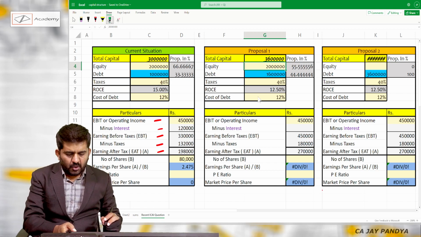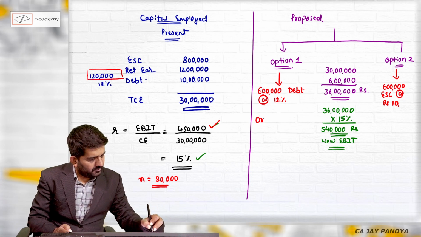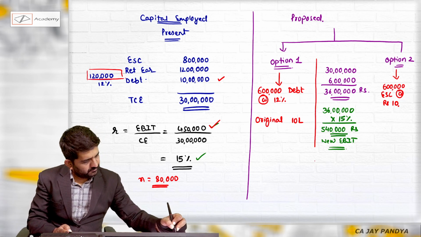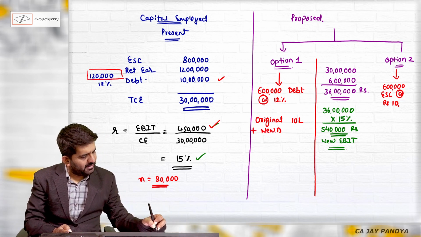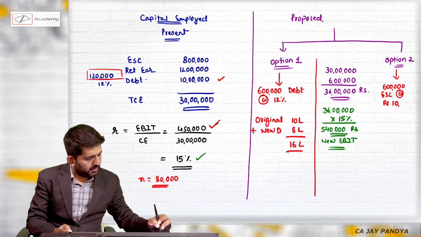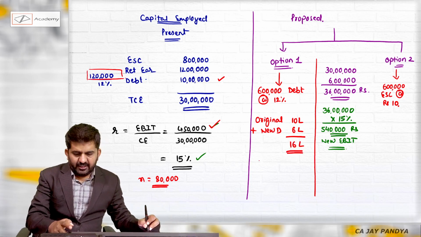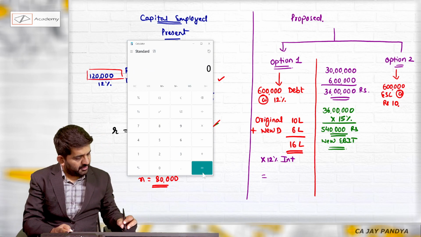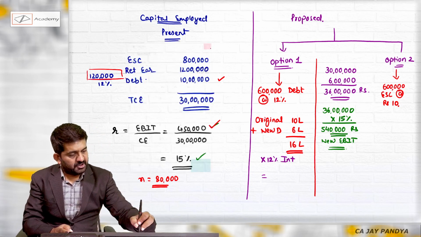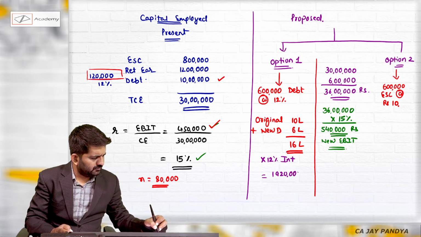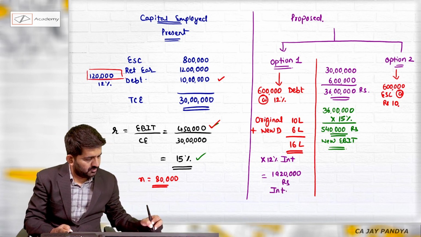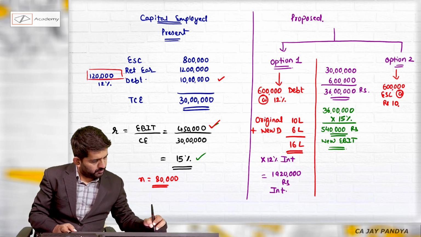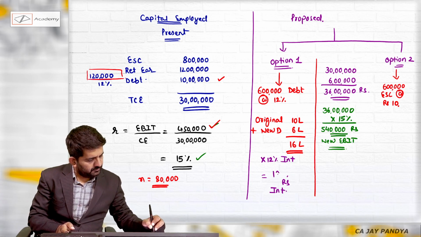How 16 lakhs? Original debt was 10 lakhs plus new debt of 6 lakhs. So the total is 16 lakhs, and it will be charged at 12% interest. So my interest will be 16 lakhs into 12%, which is 1,92,000. Under proposal number 1, it is 1,92,000. It is not 19,20,000.